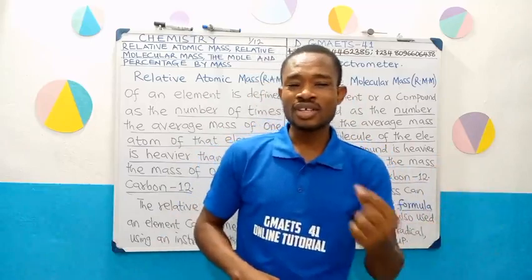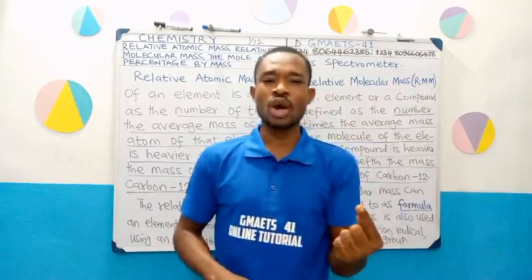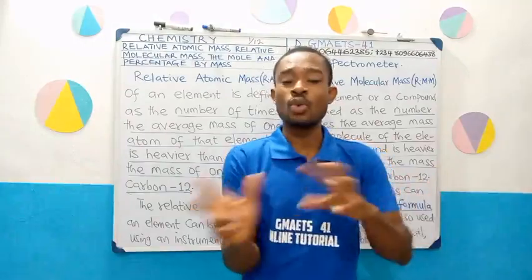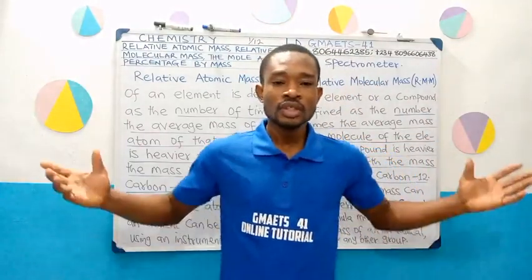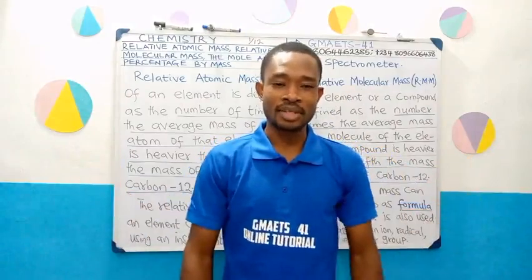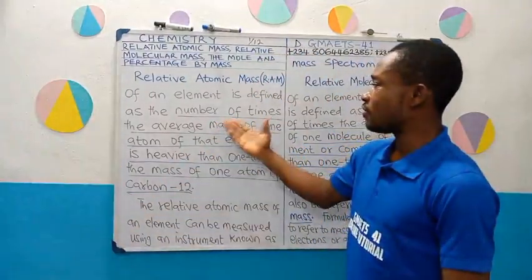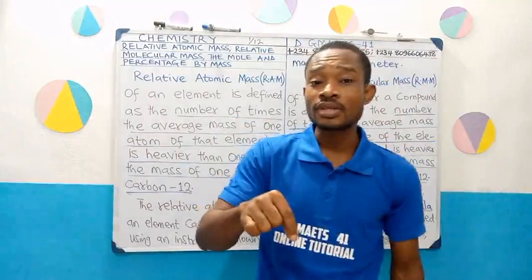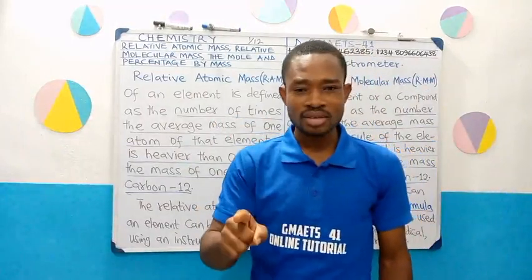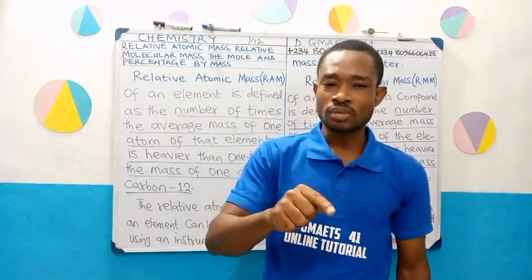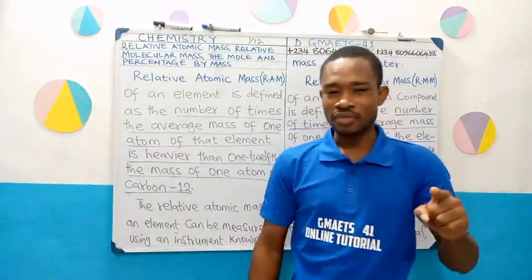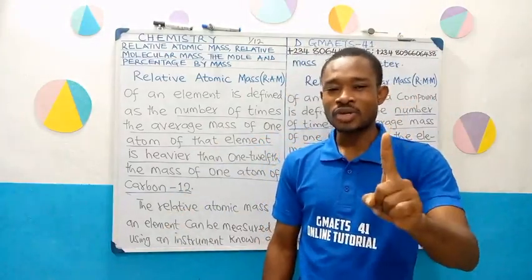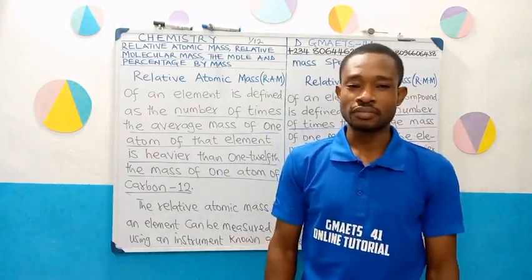Coming to that of carbon, it is only 1/12 of the weight of carbon that we want to make that comparison with. So, what is relative atomic mass? By definition, it is defined as the number of times the average mass of one atom of the element is heavier than 1/12 the mass of one atom of carbon-12.